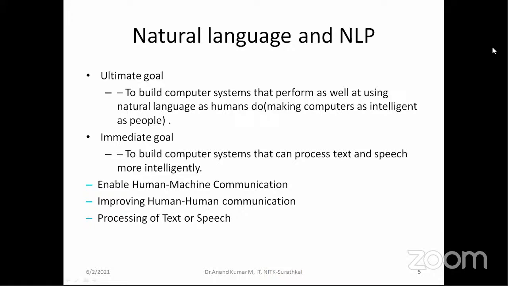Any answers? Just a guess and take the problem. How is it enabling human-machine communication? Alexa is the example. Human-machine communication: you are talking to the machine, it is enabling that. And how is it improving human communication?